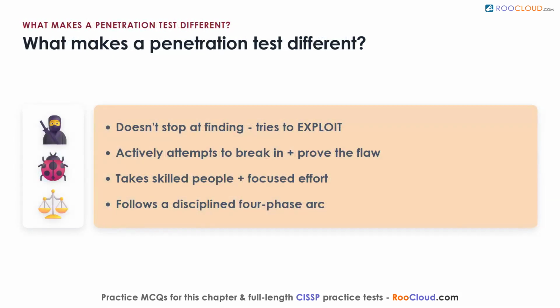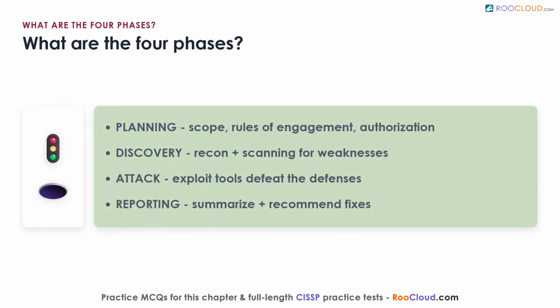What makes a penetration test different? It does not stop at finding a flaw, it tries to exploit it. A vulnerability scan points at a weakness and moves on, but a penetration test actively attempts to break in and prove the flaw is real. This takes skilled people and focused effort far more than a routine scan. They follow a disciplined arc, usually described in 4 phases. Think of the difference between an inspector who notes a weak lock and a locksmith you hire to actually pick it. What are those 4 phases?